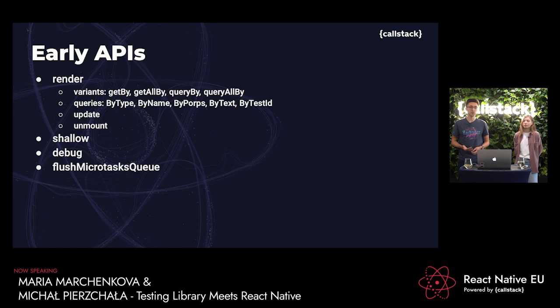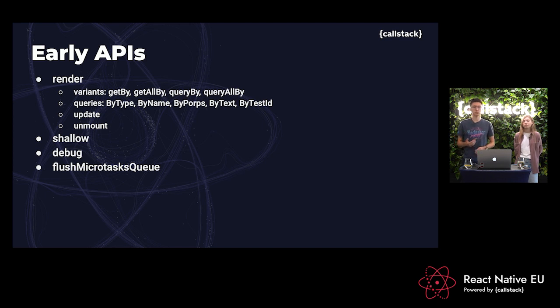You can notice some familiar exports like render, for example, returning queries in different variants like get and query. It also returned update and unmount functions to help with development. There's no find queries because they didn't exist back then. They were introduced 5 months later. Initially, we also exported some other helpers like shallow for shallow rendering, which we added for snapshots. Debug, which then moved to the render output, and flush microtask queue, which was eventually replaced by waitFor.